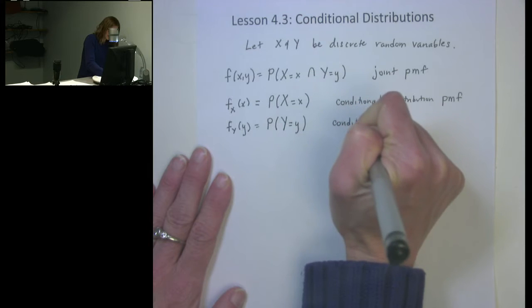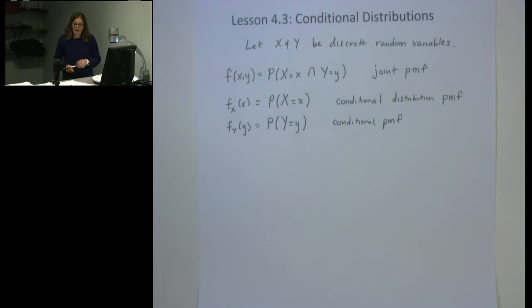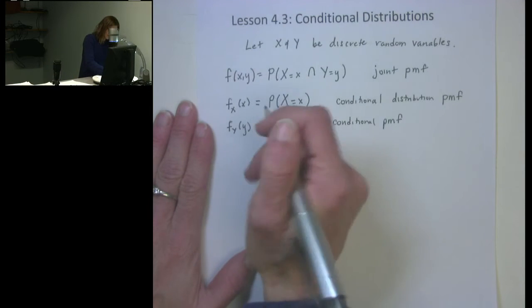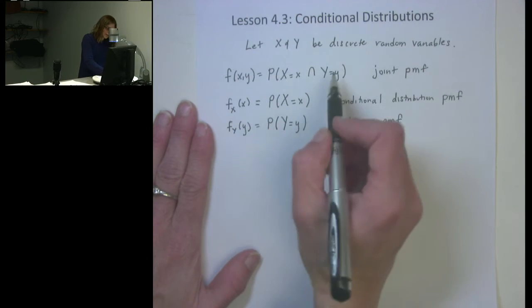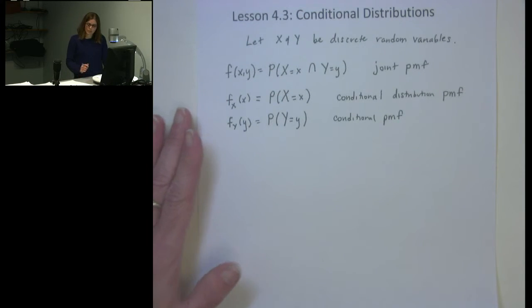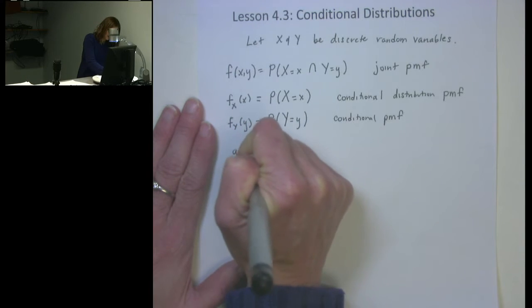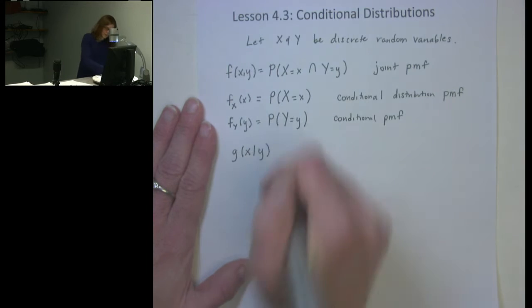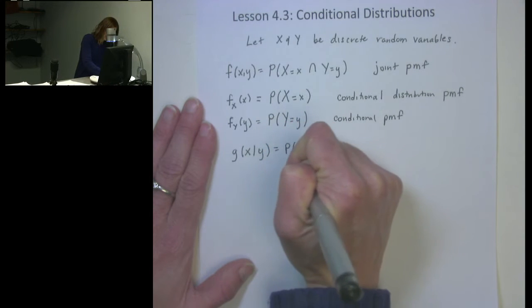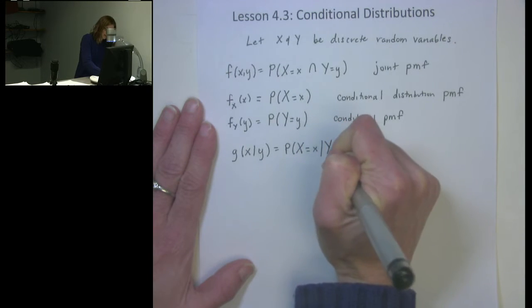And this week what we're going to focus on is conditional distributions. So given that we know the value of one of the variables, what's the probability that the other variable will take on a particular value? So the notation that we use g of x given y, which is going to tell us the probability that x takes on a particular value little x, given that we know that the variable y takes on a particular value little y.